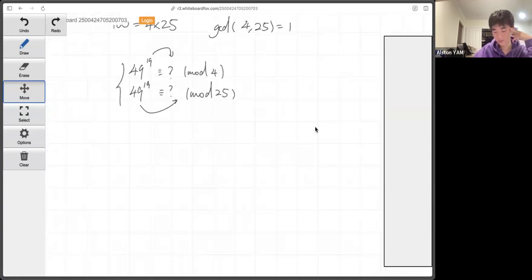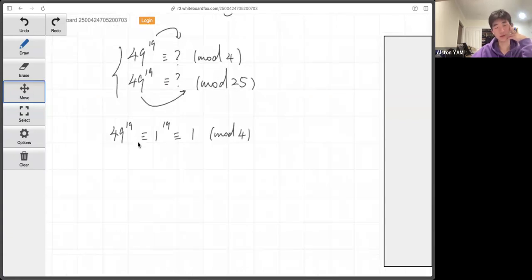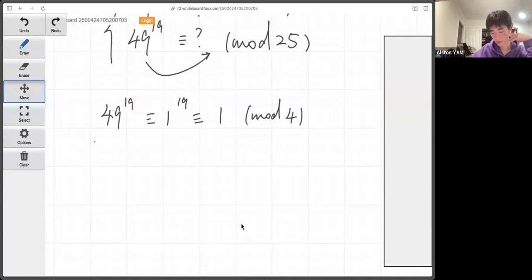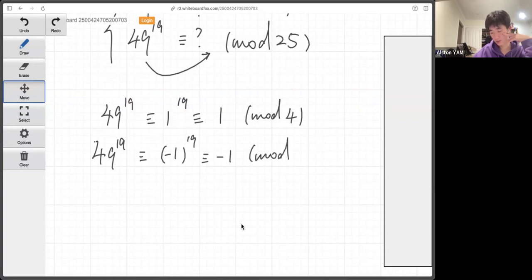So I can tell you that 49 to the 19 is congruent to 1 to the 19, which is congruent to 1 under mod 4. That is just because 49 itself is 1 mod 4. 49 is 48 plus 1, and 48 is a multiple of 4, so it's just 1 to the power of 19, which is congruent to 1 mod 4. But also 49 to the 19 is congruent to negative 1 to the power of 19, which is congruent to negative 1 mod 25.